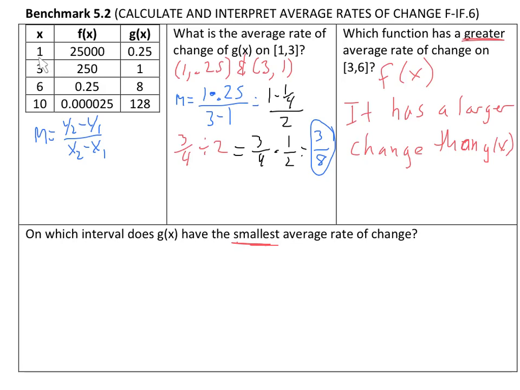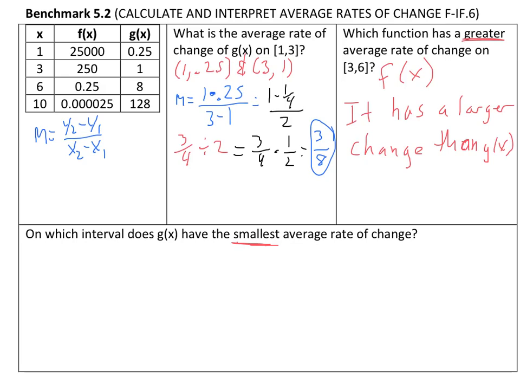Because look at the change here. Isn't that a change of 2? Isn't that a change of 3? Isn't that a change of 4? Each one has a different x change, so you can't technically just look at the y changes here, because the changes in the x's are also changing.